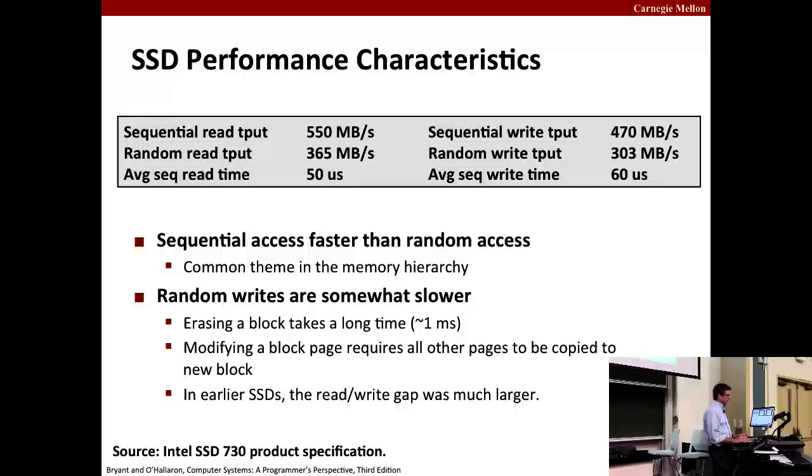And as I mentioned, if you modify one page, all the other pages in that block have to be copied. Now, earlier SSDs had a huge gap between random writes and sequential reads. But because of improvements in the flash translation layer, these aren't really that different. Reading and writing, writing is slower, but they're doing all kinds of interesting, amazing things to get these numbers fairly close. Okay, so when we have a model of SSDs, we really don't need to distinguish anymore between reads and writes.